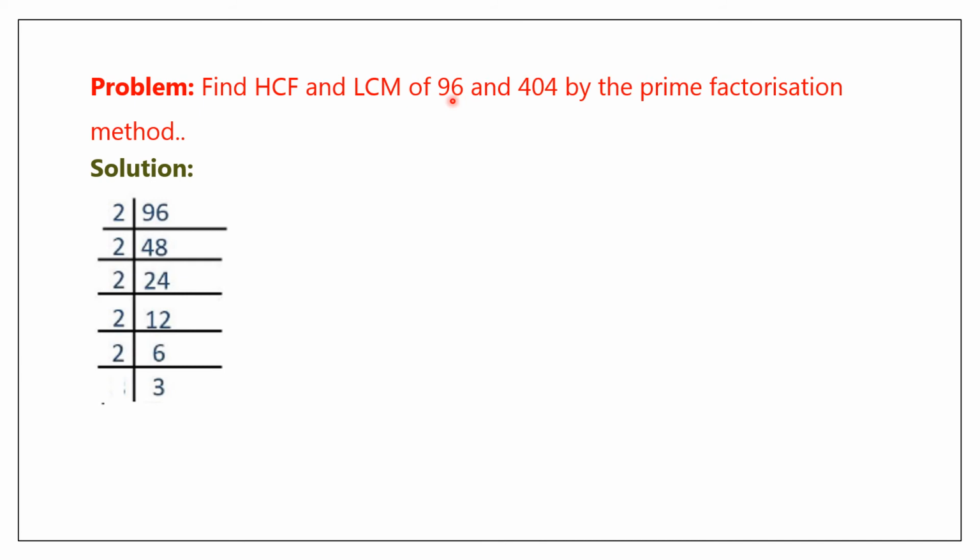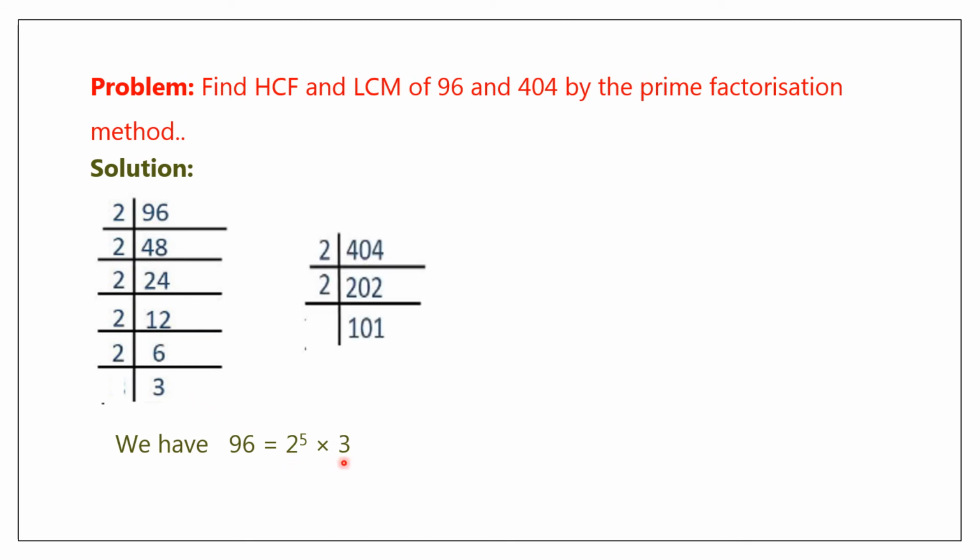The first number is 96. To find the prime factorization of 96, I use the long division method. 2 times 48 is 96, 2 times 24 is 48, 2 times 12 is 24, 2 times 6 is 12, 2 times 3 is 6. 3 is a prime number, so you can stop the process here. Therefore 96 is equal to 2 to the power 5, only one 3 is there, into 3 to the power 1.